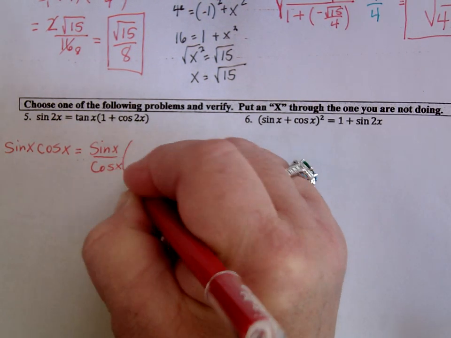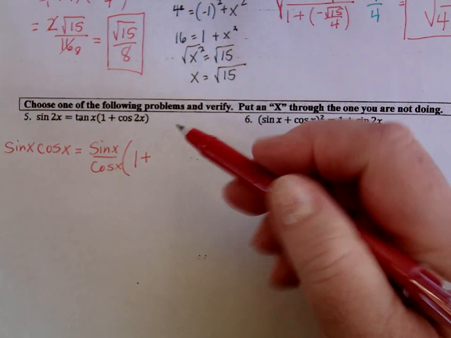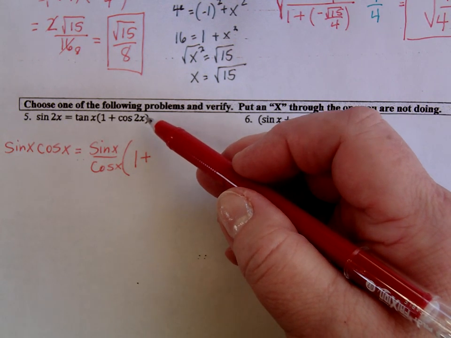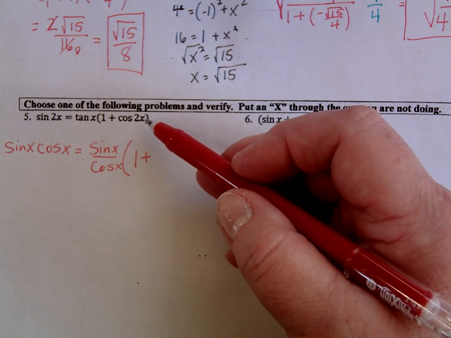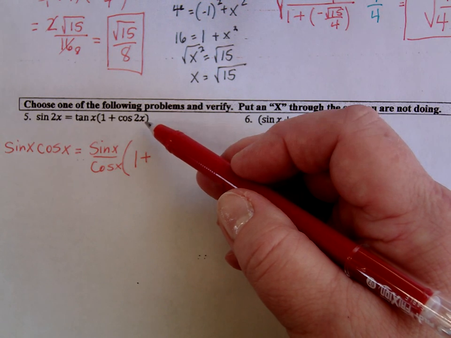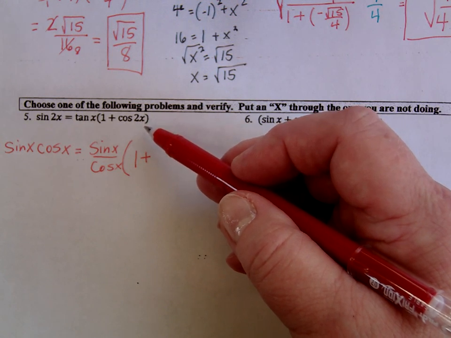And I have 1 plus. Now notice I've got choices for the cosine of 2x. I can use cosine squared minus sine squared, I can use 2 cosine squared minus 1, or I can use 1 minus 2 sine squared. I'm looking at the formulas at the top of the page.